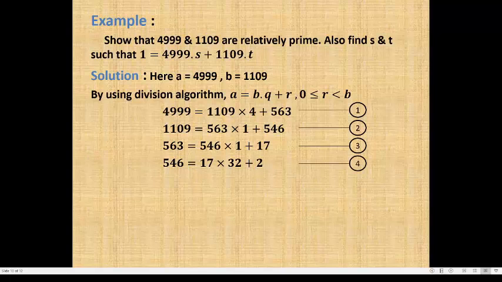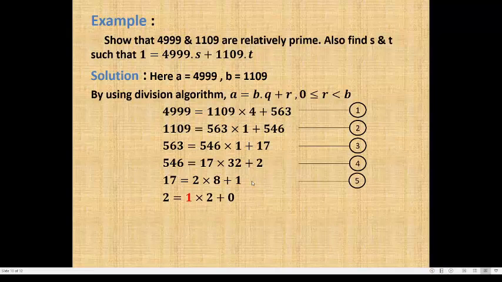Now divisor 17 and remainder 2. Again we apply the division algorithm to these integers. So we get 17 equals 2 into 8 plus 1. Now here the remainder is 1 and the quotient is 8. So again we apply the division algorithm to integers 2 and 1. So here we get 2 equals 1 into 2 plus 0. So here the quotient is 2 and the remainder 0. So here we get the remainder 0. So here our GCD is 1.